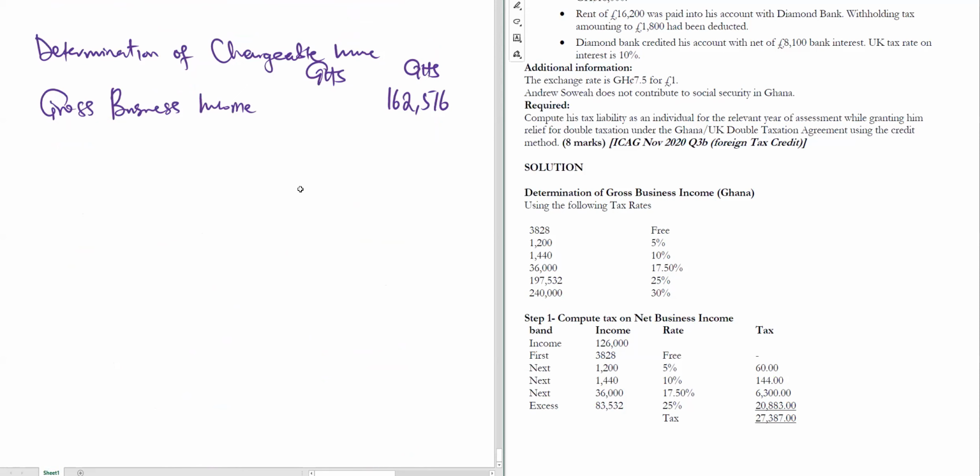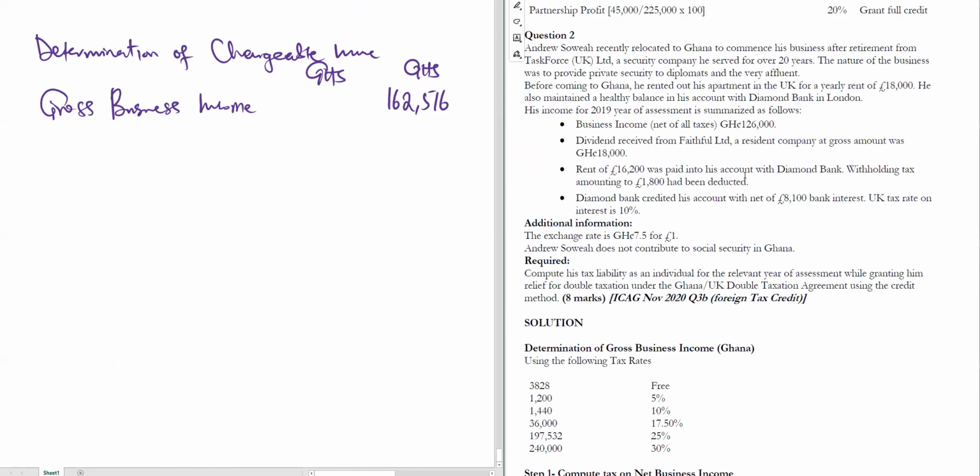162,516. Then we had other incomes coming in apart from the business income. Dividend we cannot add because dividend is a final tax. I'll come and teach you withholding taxes when we get to DTA withholding rates. But anytime you see something like dividend, this one was in Ghana. If it was foreign dividend, we will add. But this one is local, and local dividend is a final tax. It means it cannot be added to your income. It will be taxed separately, so we will not include it.